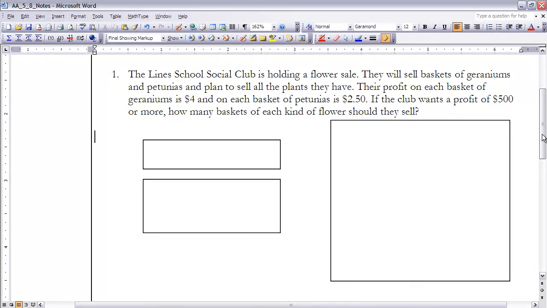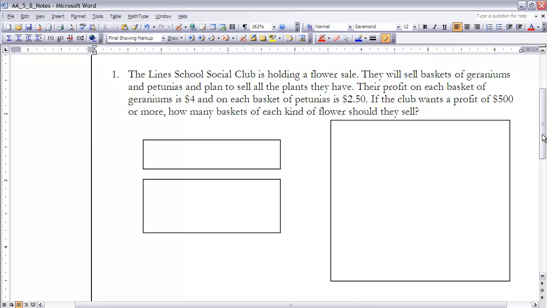Example number 1: the Lions School Social Club is holding a flower sale. They will sell baskets of geraniums and petunias and plan to sell all the plants they have. Their profit on each basket of geraniums is $4 and on each basket of petunias is $2.50. If the club wants a profit of $500 or more, how many baskets of each kind of flower should they sell?